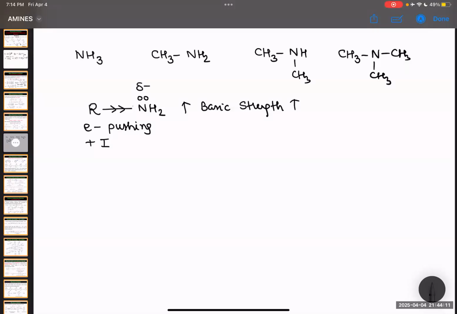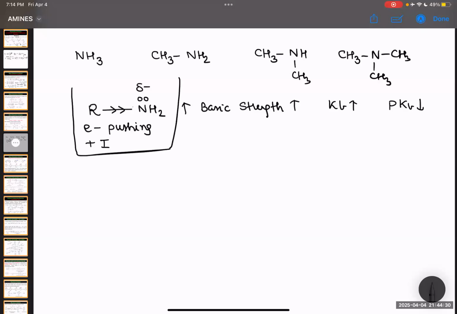This should be clear. And if you have electron withdrawal, Kb decreases, and if Kb decreases, pKb increases. Got it? So electron donating groups increase the basic strength. Electron withdrawing groups, like NO2, Cl, are going to decrease the basic strength.